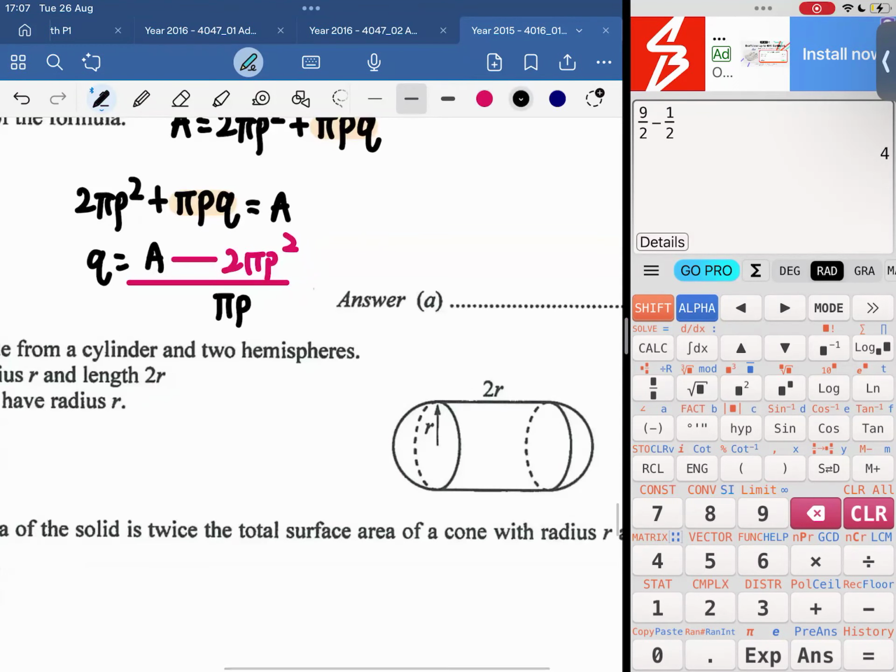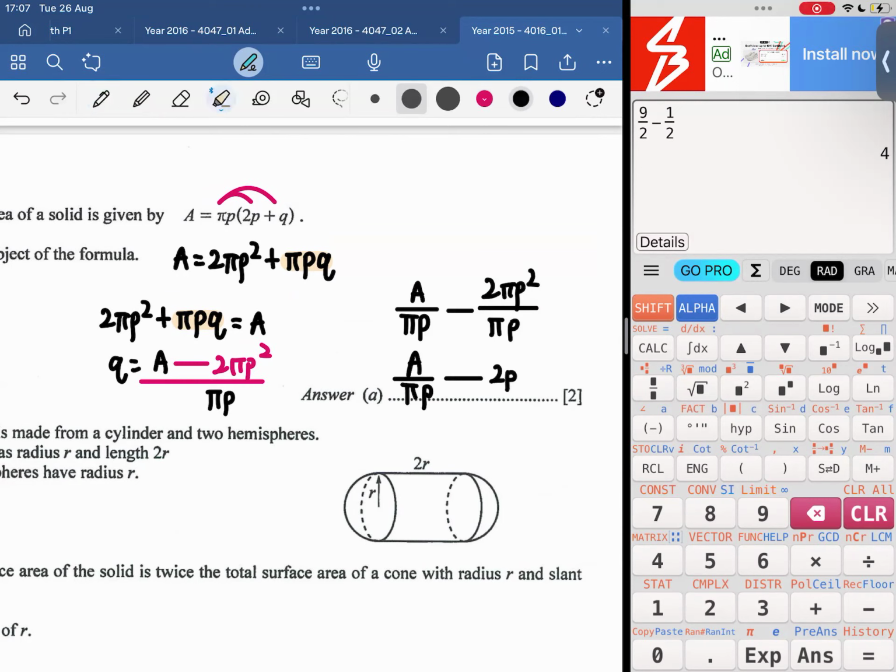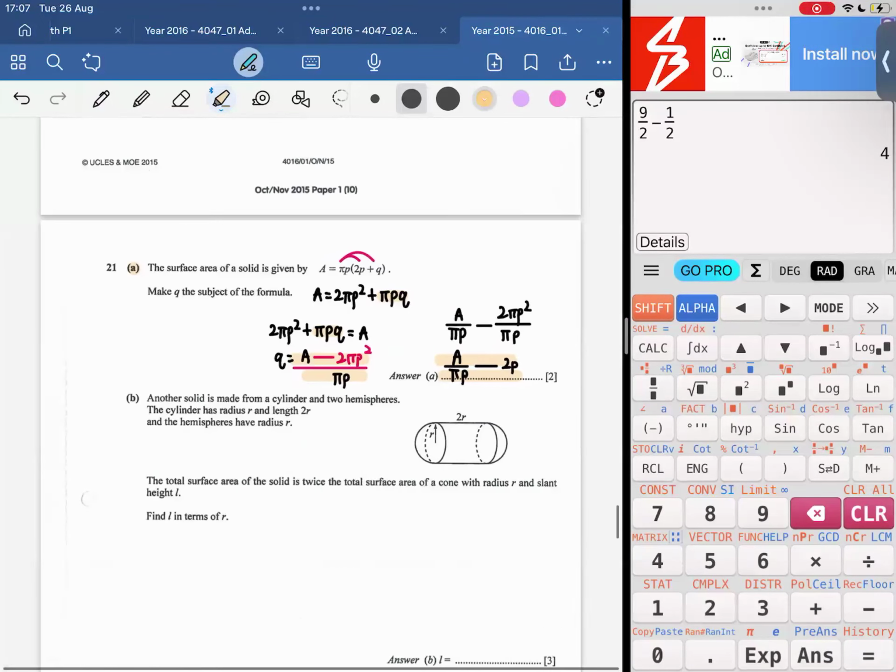We also accept if you split it up. So let me just put here. If you split it up, it will be A over pi p minus 2 pi p square over pi p. Then at the end of the day, you have A over pi p minus, you cancel, it will just be like that. But this is fine as well, so you don't have to deliberately change it to look like this. Most of you left it in the pink one, that's okay.